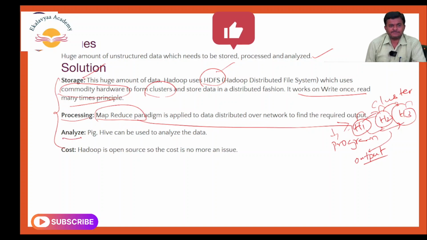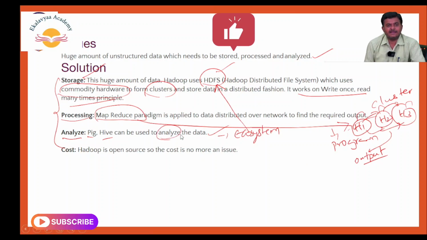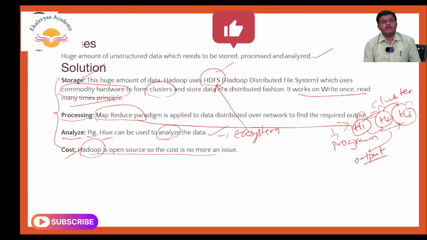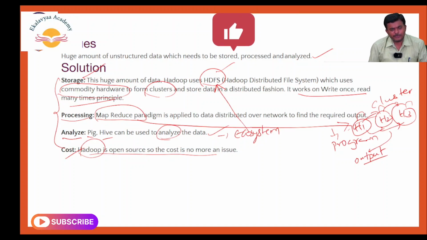Next, analyze. Pig and Hive can be used to analyze the data, and are part of the Hadoop ecosystem. The data stored in HDFS can be accessed by Pig and Hive to perform some analysis on the data. Next, cost. Hadoop is open source, so the cost is no longer an issue. As far as the software tool, that is Hadoop, is concerned, we need not pay any amount to any provider. The only thing is we need to focus on the hardware cost.